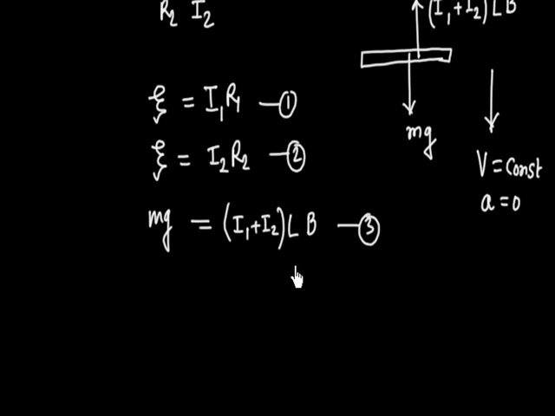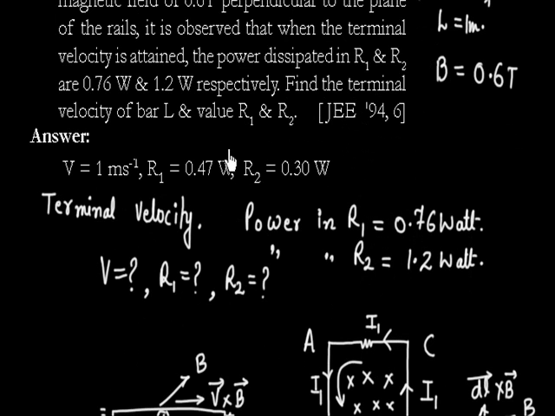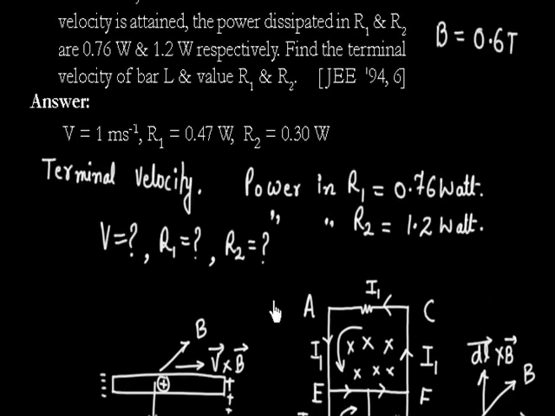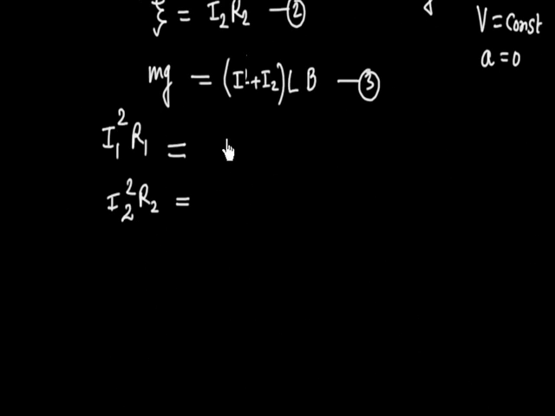Another equation is given in terms of power. The power dissipated in R1 is I1 square into R1, and the power dissipated in R2 is I2 square into R2, and these two values are given to you. If you check the question, one is 0.76 and the other is 1.2 watt. So we can calculate R1 and R2 from here. Are you getting it?